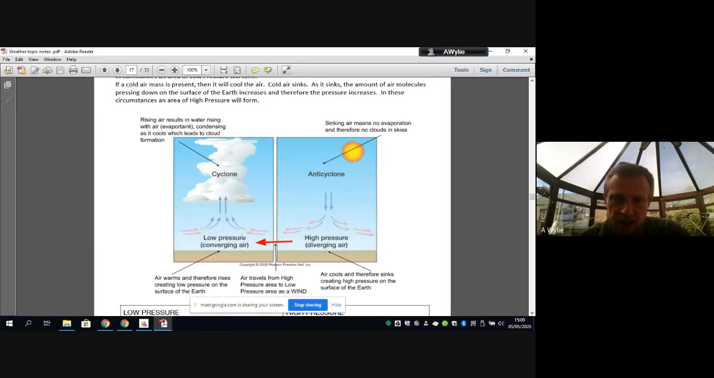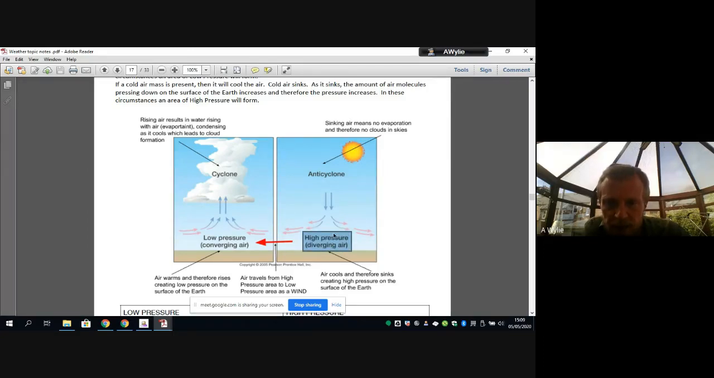I'll talk about that in a second, because next to an area of low pressure, you'll normally have an area of high pressure. And the opposite's happening. In high pressure, you've got cooler air and it's therefore coming down, it's sinking, because that's what cold air does. So warm air rises, cold air sinks. And when it sinks down towards the surface, where me and you are, you end up with high pressure, which we can see here.